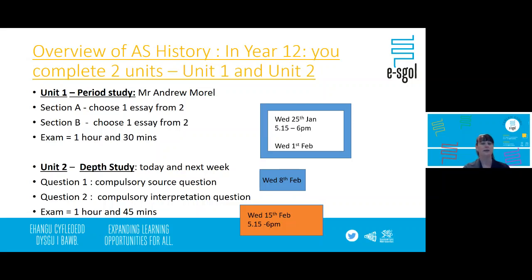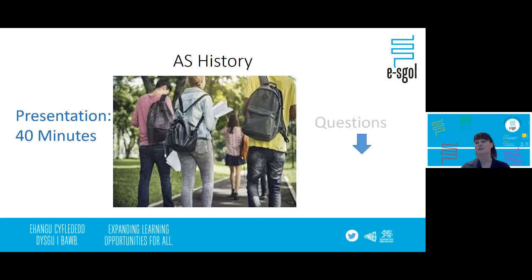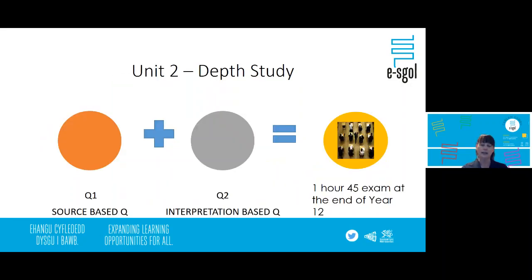So this exam is 1 hour and 45 minutes. Now, the presentation today is going to take around 40 minutes. And then, as Andrew said at the beginning, if you have any questions, please submit them using the Q&A function during the presentation. And then I'll go through as many as I can at the end of the session in the last 5 minutes. So we're quite clear then in how this exam is going to be set out for you. You have Question 1, which is your compulsory source-based question. Question 2, which is your interpretation-based question. And it will all lead into that exam, 1 hour and 45 minutes, which you will do this summer.